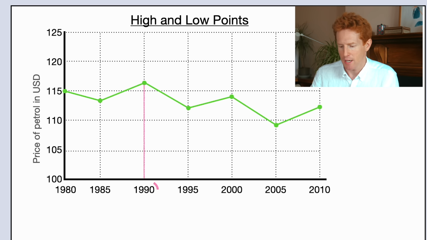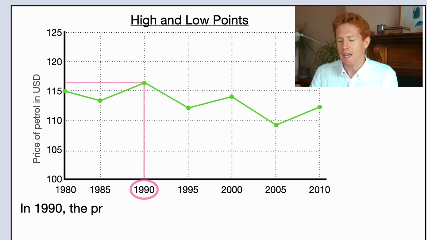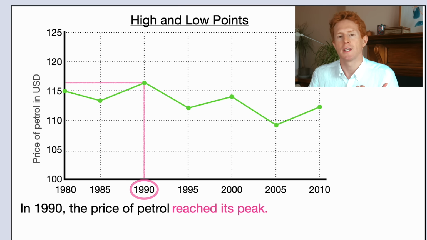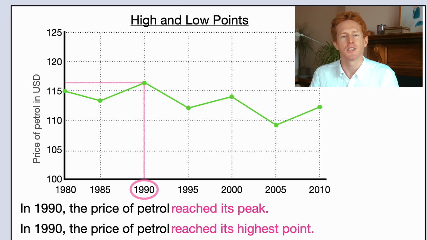I'd say it's around here in 1990. We can see it's what, just above 115 US dollars? How could we communicate this? How could we show to the examiner that we understand this feature of the graphic? We could say, in 1990, the price of petrol reached its peak. Or in 1990, the price of petrol reached its highest point.